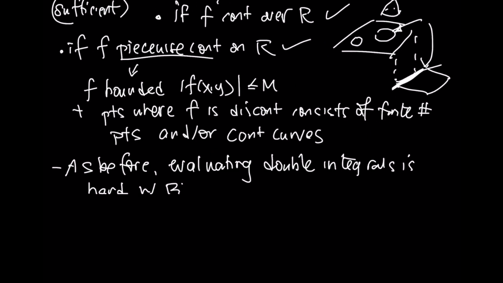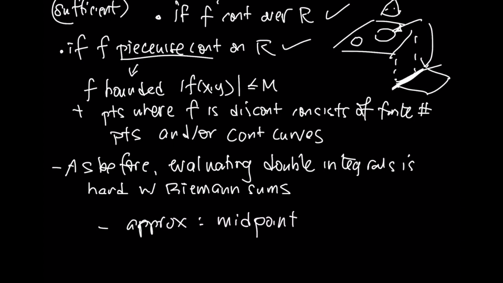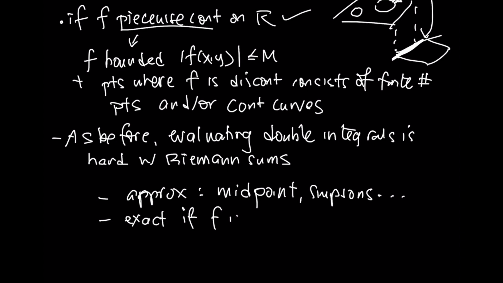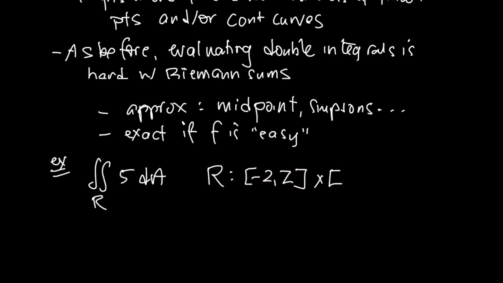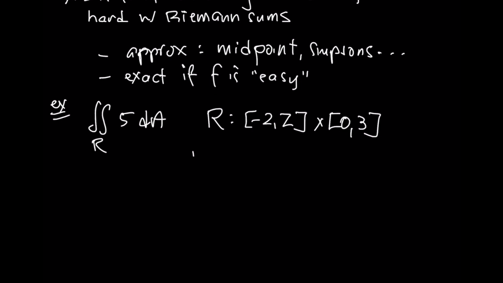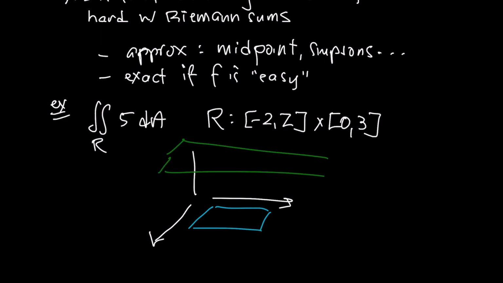As before, evaluating double integrals is hard using the Riemann sum definition. You can approximate it with certain techniques, for example the midpoint method or Simpson's method, or you can get exact values if your function is easy. For example, if I asked you to evaluate this particular double integral where your rectangle is defined as all the points in this Cartesian product, what this is saying is you've essentially got the xy plane, you've got some rectangle, and you've got a function that's a constant.